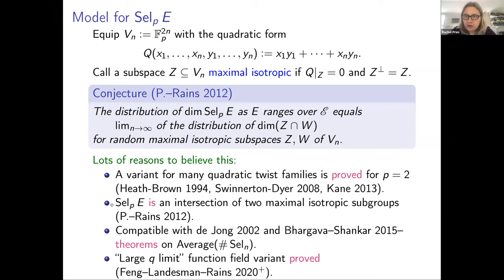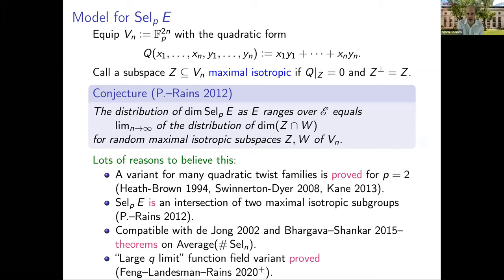Bjorn, there's a question from Allison Miller about whether there's a simple explanation for why the distribution converges to a limit as n goes to infinity. Oh, that's a good question. I don't know if there's a simple explanation. What we did was calculate it and check that it did.